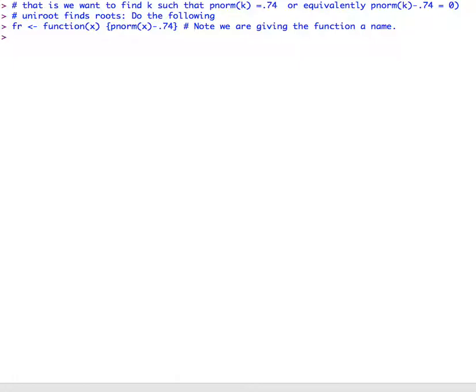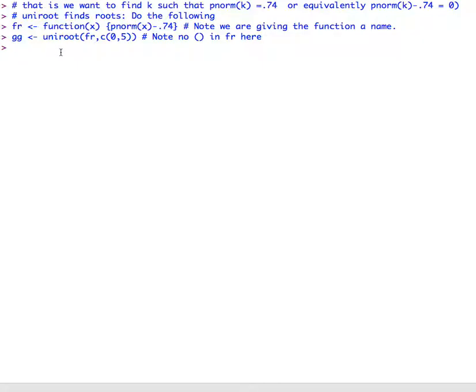And now I'm going to look for a root. The normal will only have one value that gives you any particular percentile. So I'm looking for this in an interval, and notice I'm doing this differently. In the first example, I gave a lower and an upper. Now I'm doing it the other way, with a vector. So somewhere between 0 and 5, I'm looking for a spot where pnorm of x minus 0.74 equals 0. Always make sure that your root is in the interval you're looking in, and also make sure that you don't have two roots in that interval.